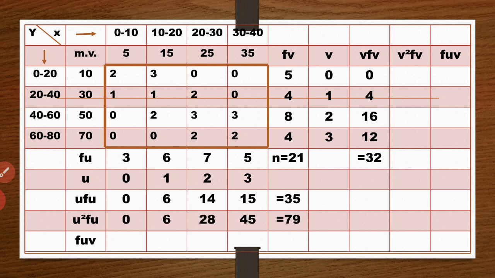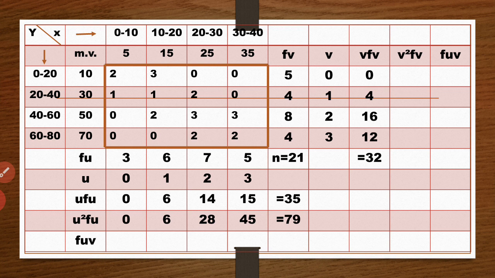After that you prepare u square fu. All of you know u square fu means multiplication of u and ufu. Okay, so here the u is equal to 0 and ufu is equal to 0. So 0 into 0, 0. Then 1 into 6 is equal to 6. 2 14s are 28. 3 15s are 45. And the total will be 79. This total is called sigma u square fu.